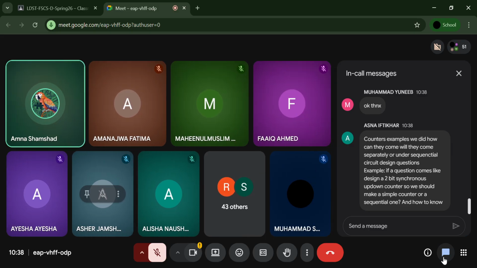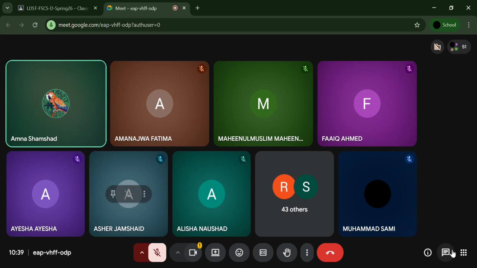Counters are obviously a part of sequential circuits. It might come separately, or it might come with the designing of a sequential circuit. Both things are the same. A 2-bit synchronous up down counter, or a counter with a sequential circuit, there is no difference in these two things.